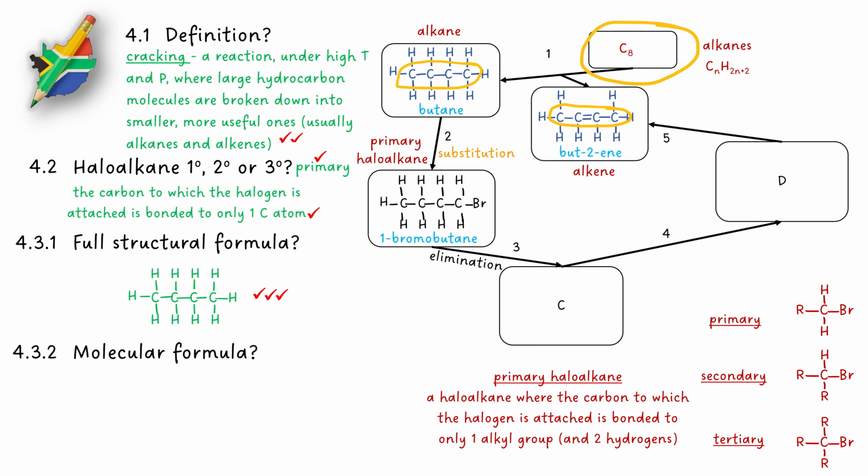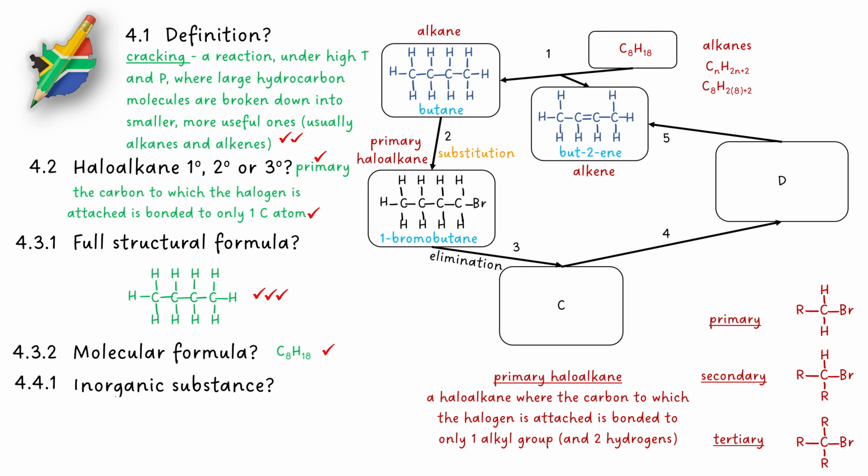The general formula of an alkane is CnH2n+2. Since n is 8, we can deduce that there must be 18 hydrogens. So the molecular formula is C8H18.